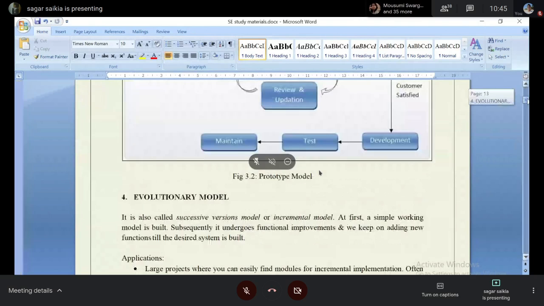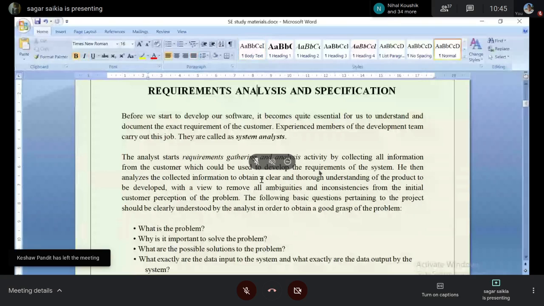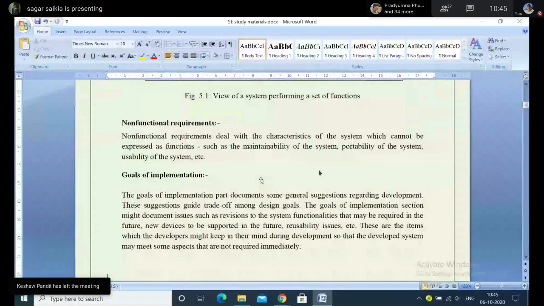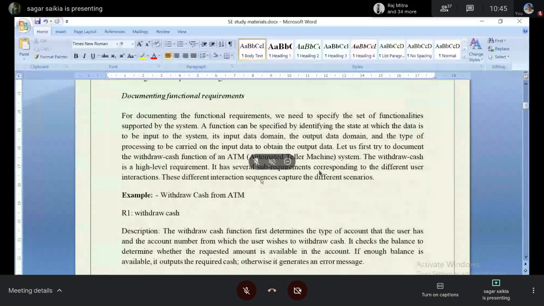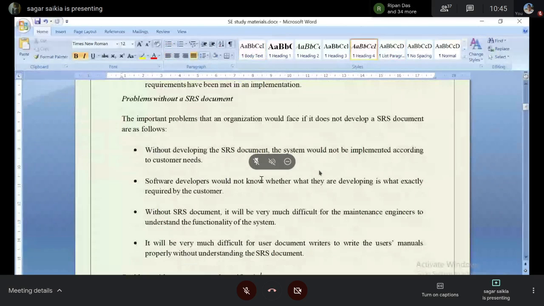After this, maybe tomorrow in the next class, I will start with a very important topic, requirement analysis and specification. This is very important because from your project point, you have to know this. So I'll be giving more focus, and you people also have to work.